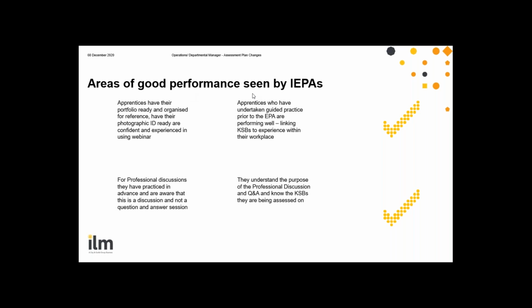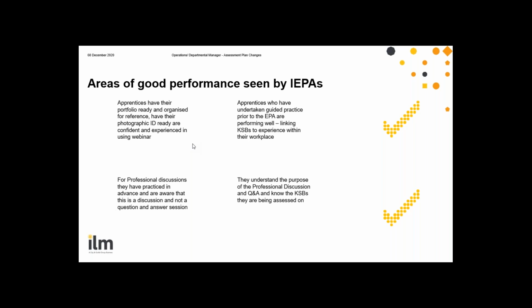Some areas of good performance that IEPAs have shared with us are that apprentices have their portfolio ready and are organised and referenced. They know where their stuff is. Make sure they've got their photographic ID ready. Without that, the EPA cannot go ahead. They need to be able to clearly identify themselves.